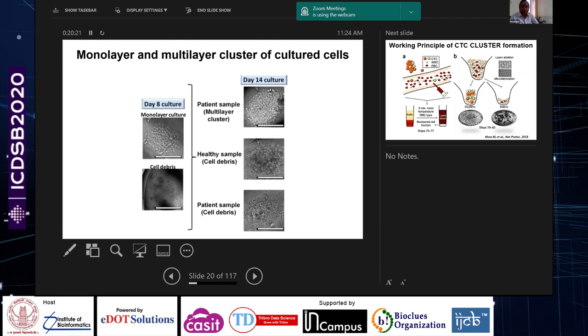And this is what you could see, that when we were culturing these cells, they were making different kinds of clusters on day 14. When there are tumor cells present, it makes a multi-layer cluster, which is on the top. When you take blood from a healthy individual, it will only make cell debris. So this is an amazing readout, because just by seeing these clusters, you could tell whether tumor cells are present or not.